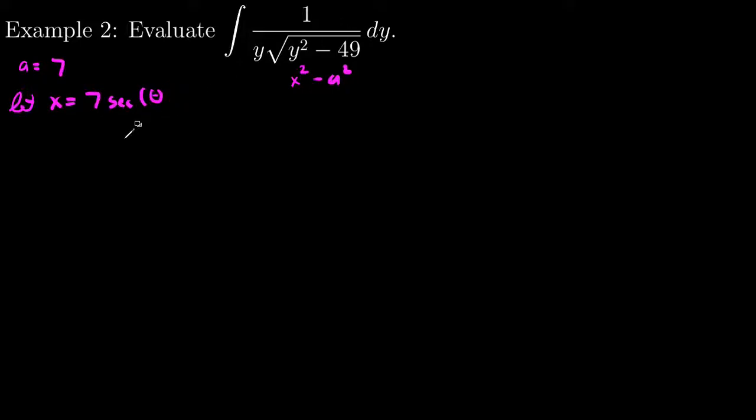Oh, sorry, it shouldn't be x. Let me fix that. Y equal 7 secant theta. And I need to replace the dy, so I'll find out what dy is. And the derivative of secant is secant tangent.